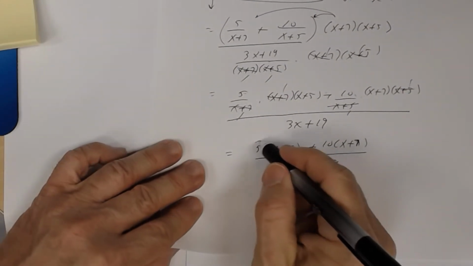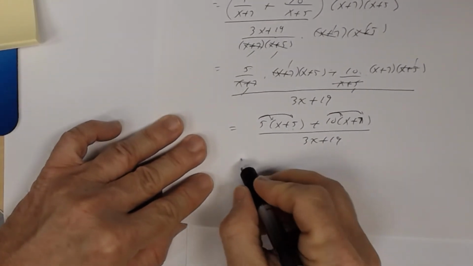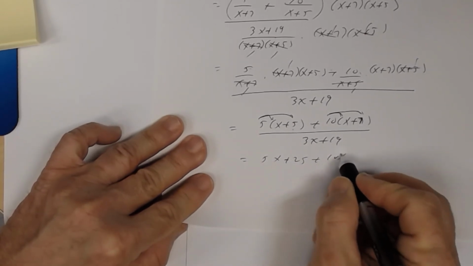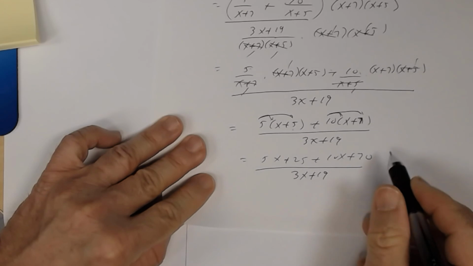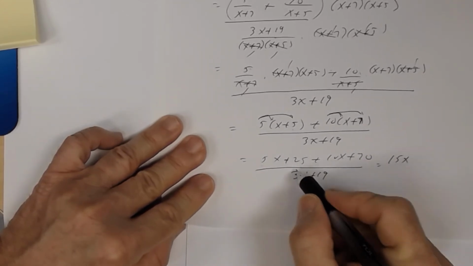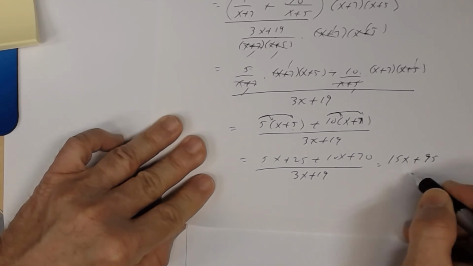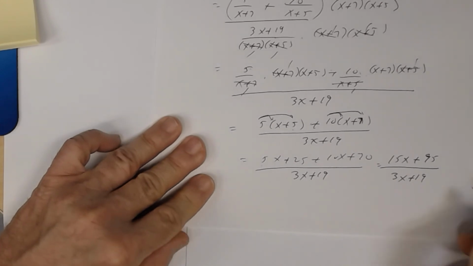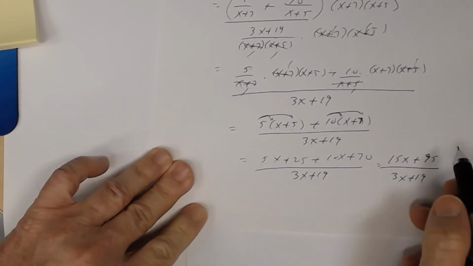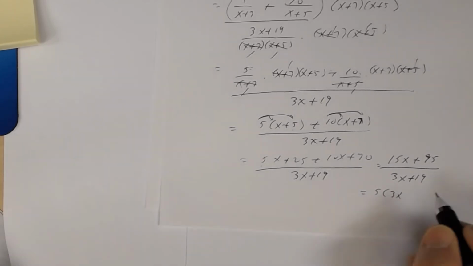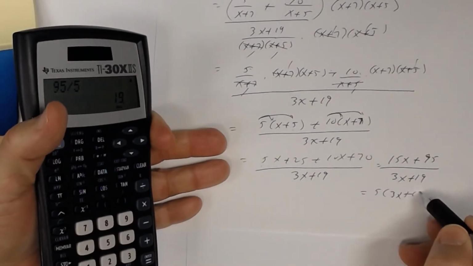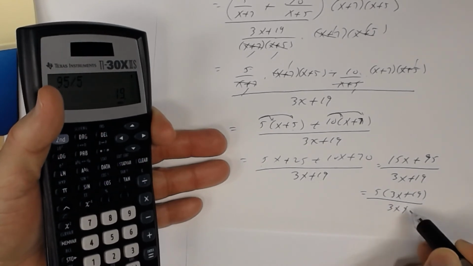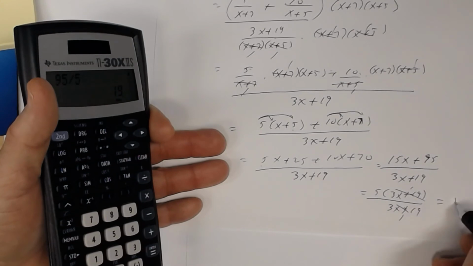And so now distributing here, let's see what we get. We get 5x plus 25 plus 10x plus 70, 10 times x, 10 times 7, divided by 3x plus 19. And so 5x plus 10x is 15x. 25 plus 70 is 95, right? Divided by 3x plus 19. Now notice in the numerator, I can factor out a 5. So I'm going to get 5 times 3x, and then 95 divided by 5 will give me 19, just like this. The denominator is also 3x plus 19, right? So these 3x plus 19s divide out, and your answer is just 5.